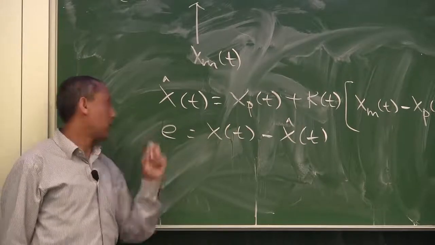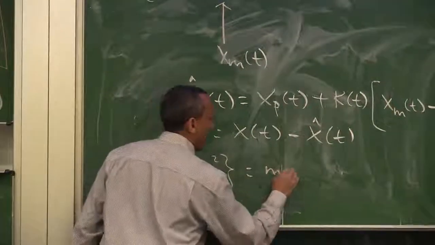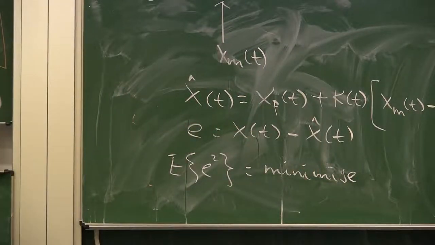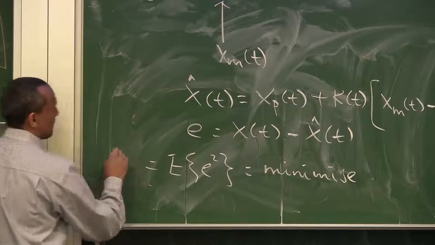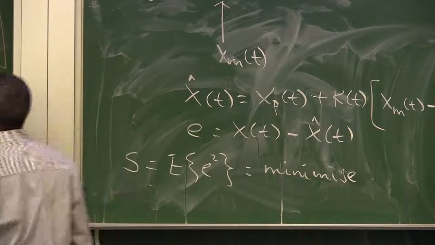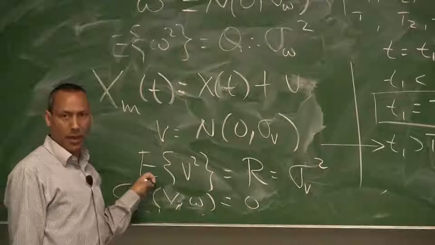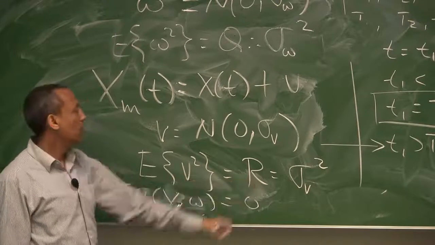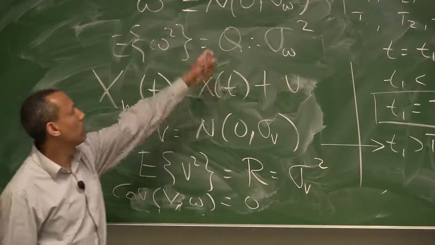Are we all right? Okay. So our aim is to minimize... Let's call this error S, because we are now talking about it. Remember, the error introduced as a result of the measurement is R. The error introduced as a result of the process is Q.